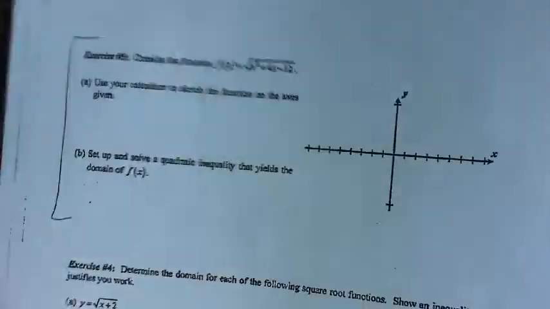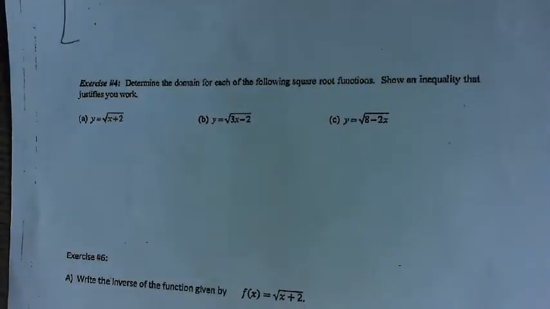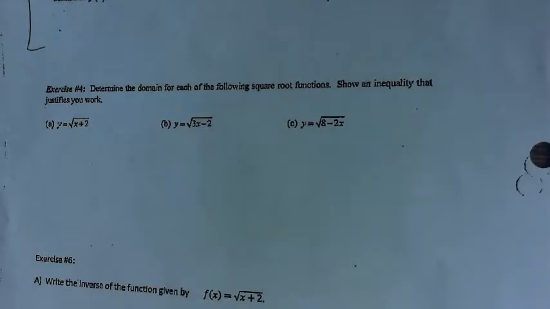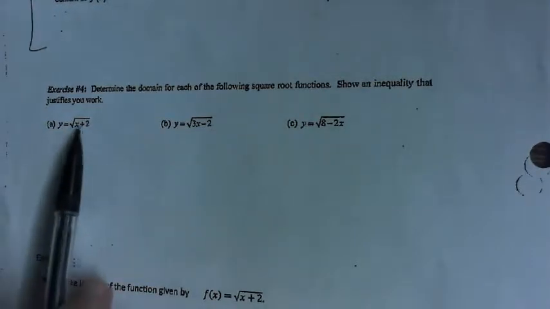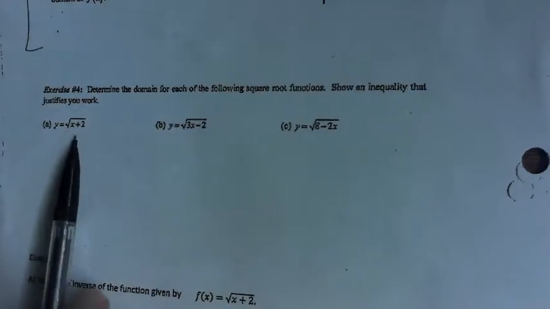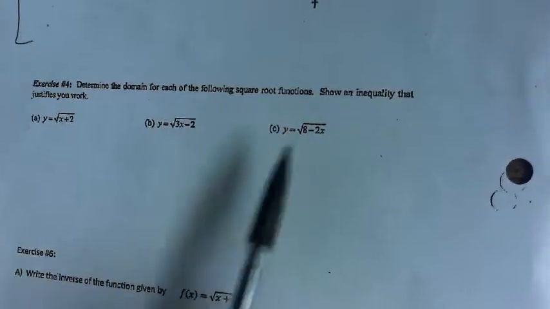I'm actually going to skip this one for now. Just maybe I'll start with that tomorrow. But exercise 4 is going to sort of piggyback on what we just talked about. Determine the domain for each of the following. Now, based on the shift left 2, I can do this one in that fashion, but these are not going to work so well that way. I have to actually do these this way.